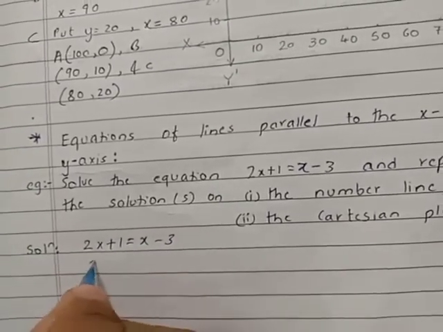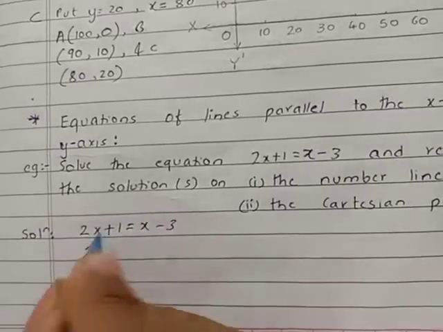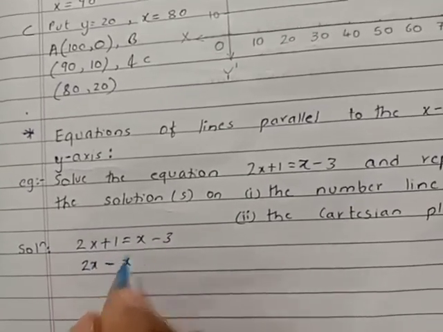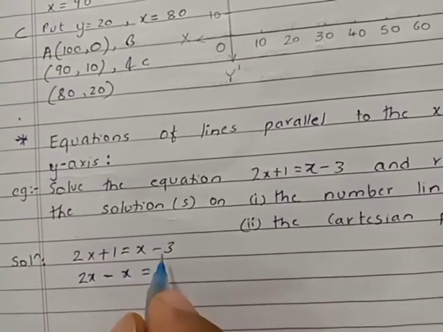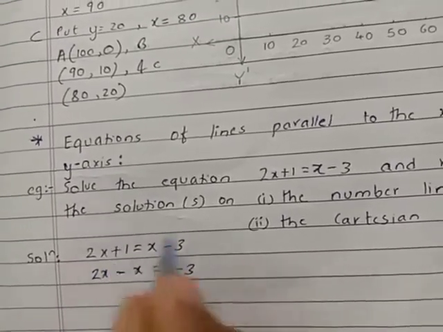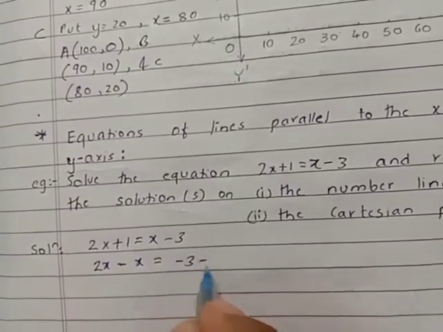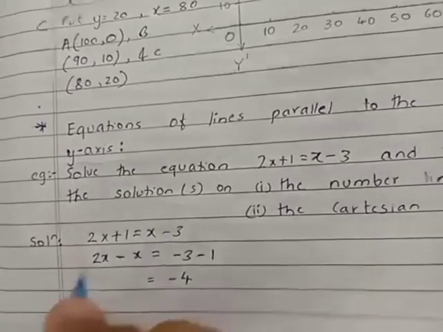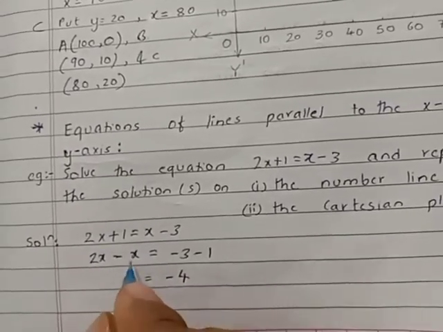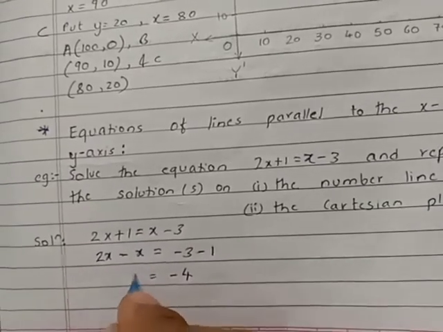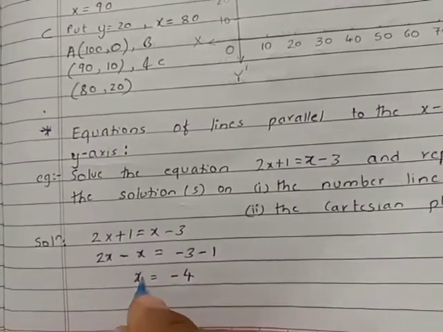Bring all the x terms together. This is on the right, bring it on the left. When it comes on the left, the sign changes. It is plus, so it will become minus. And this sign will remain as it is. And this is plus 1, and when we take it to the right side, it becomes minus. So minus 3 minus 1 is how much? Minus 4. And 2x minus 1x, 1 is not written, it is understood. So 2 minus 1 is 1, that is x equal to minus 4.